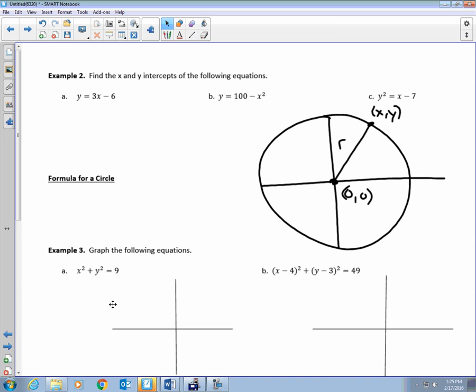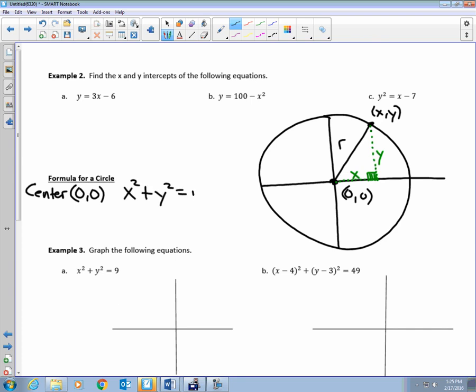Well, if you notice, just like the distance formula that we did yesterday, we can construct a triangle out of this as well. A triangle with a right angle. What is this length right here? What's this length right here? So therefore, if the center is 0, 0, the formula for a circle is simply x squared plus y squared is r squared.